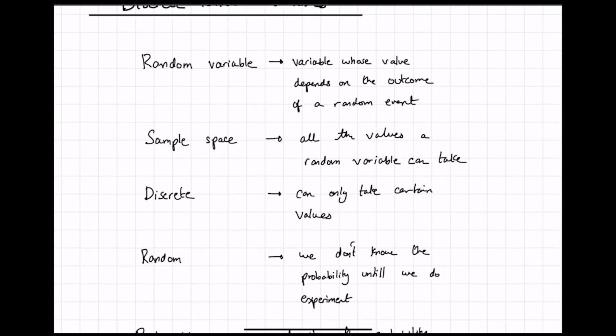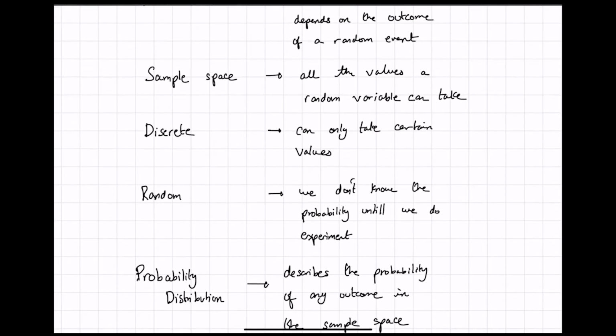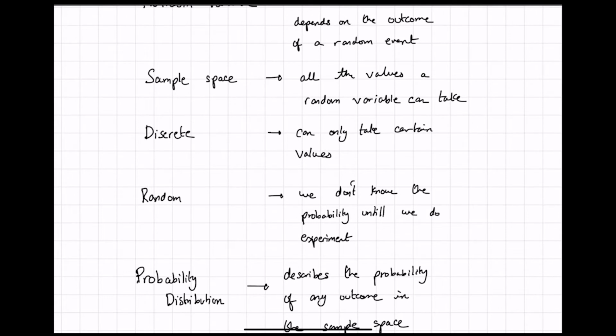Then moving on, we have to understand what it means to be random. Well, random means that we don't know the outcome until we do the experiment, because if we knew what the outcome would be without doing the experiment, then it's not random anymore. So in order to know, we have to actually do the experiment, and that's what it means to be random. You don't know until you've done the experiment.